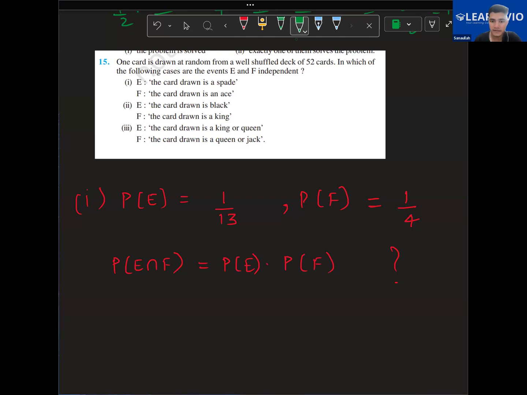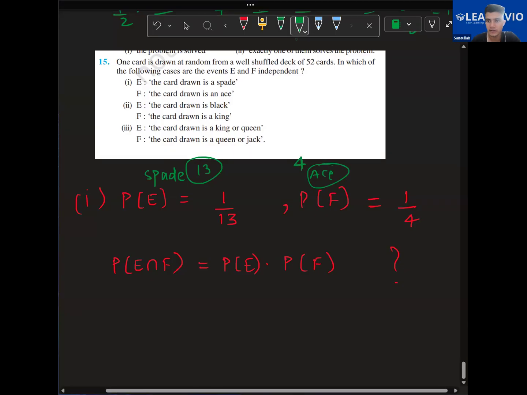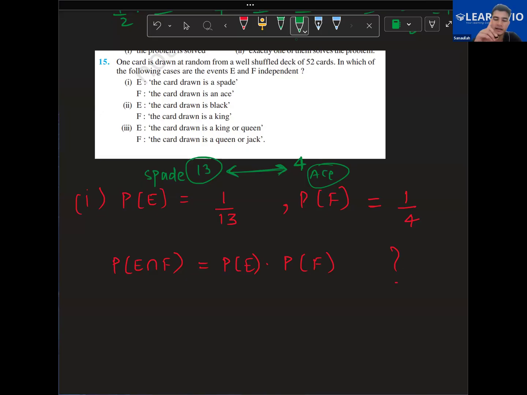So let's see. E is an event, we have drawn a spade, है ना? स्पेड हमारे पास 13 स्पेड होते हैं. ओके. F is an event, we have drawn an ace card and we have 4 ace cards. ठीक है. Now let's check the intersection between those things. From the 13 spade cards, we have one ace. Ace of a spade, है ना?